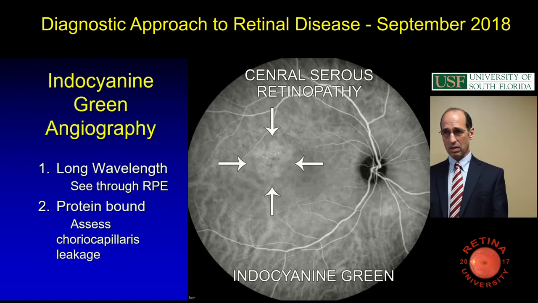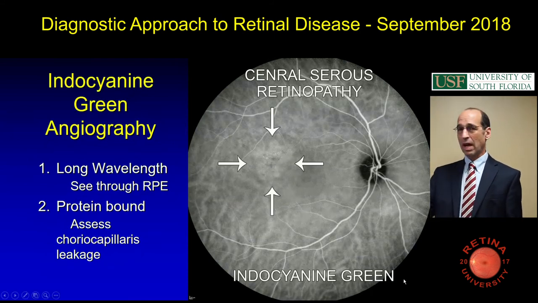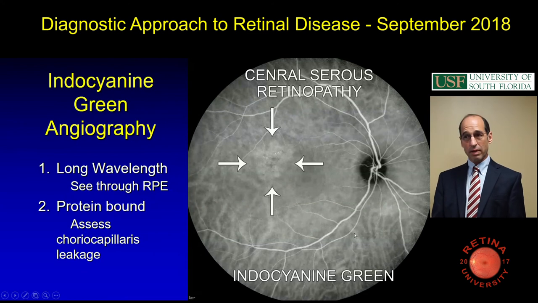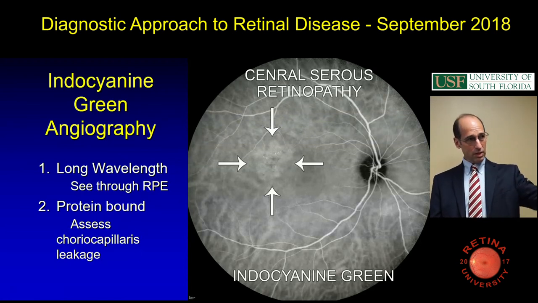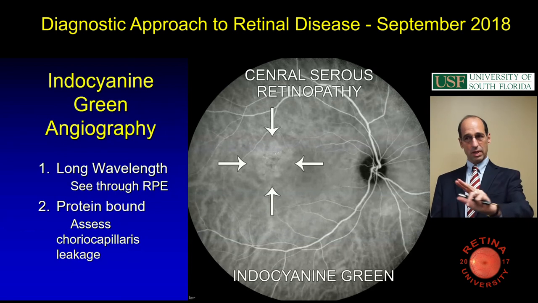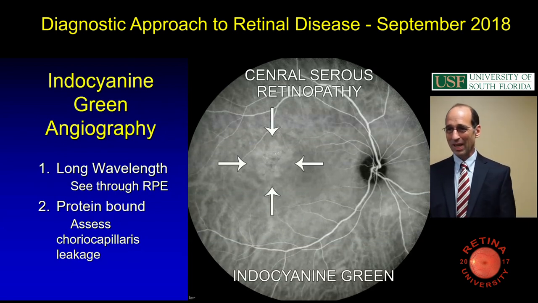So the ICG will differentiate some of the white spot syndromes from each other. This shows a patient who had central serous retinopathy, and there was an area on the ICG that was bright compared to the rest of the ICG. And you see this at about 5 or 10 minutes. So you don't see it at 15 or 20 minutes. It washes out. Although at 15 or 20, you do see these plaques sometimes, but you won't see this in the first 5 minutes.